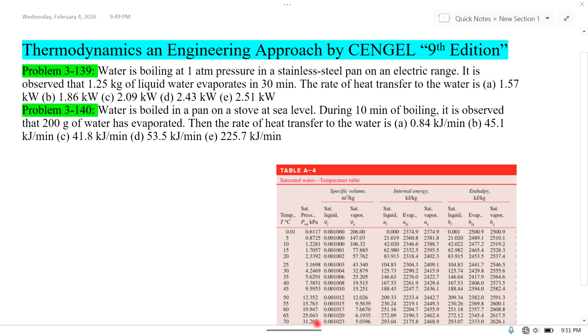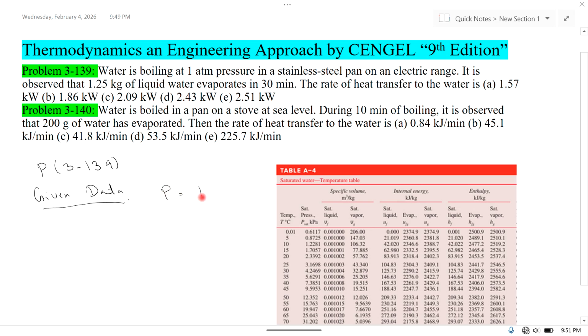Bismillahirrahmanirrahim. In this lecture, I am solving problem 3.139 and problem 3.140 from the book Thermodynamics: An Engineering Approach by Cengel, 9th edition. So first I solve problem 3.139. The statement of the problem is: water is boiling at 1 atm pressure.